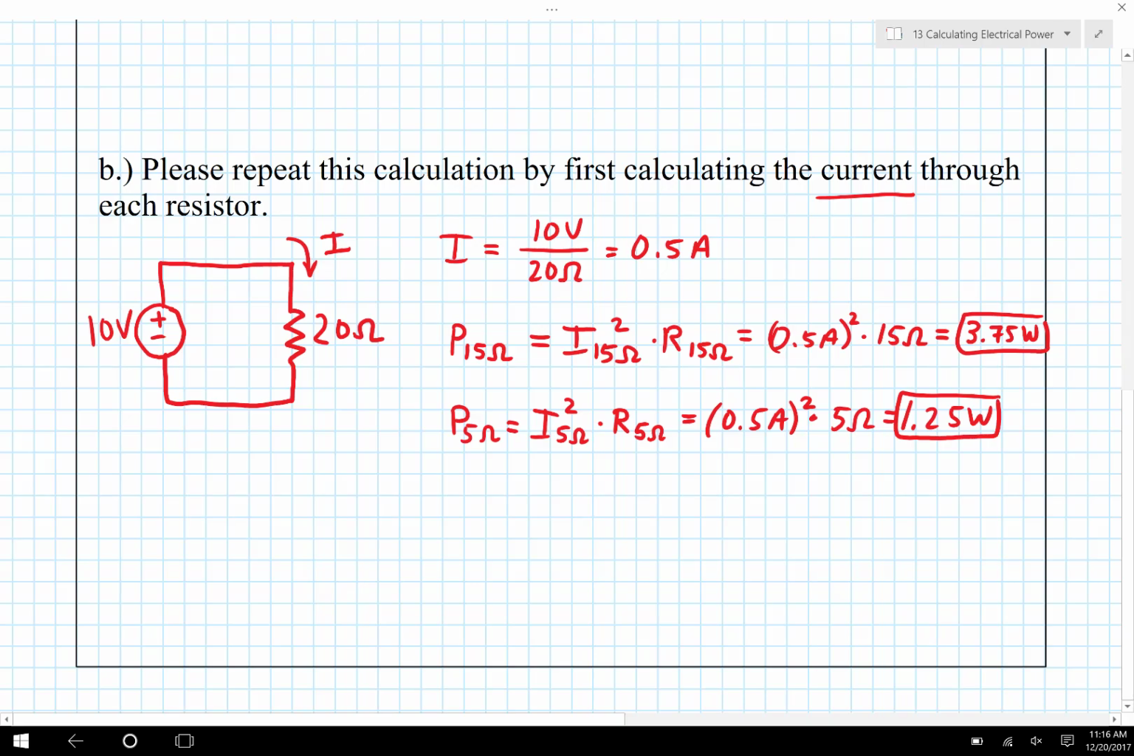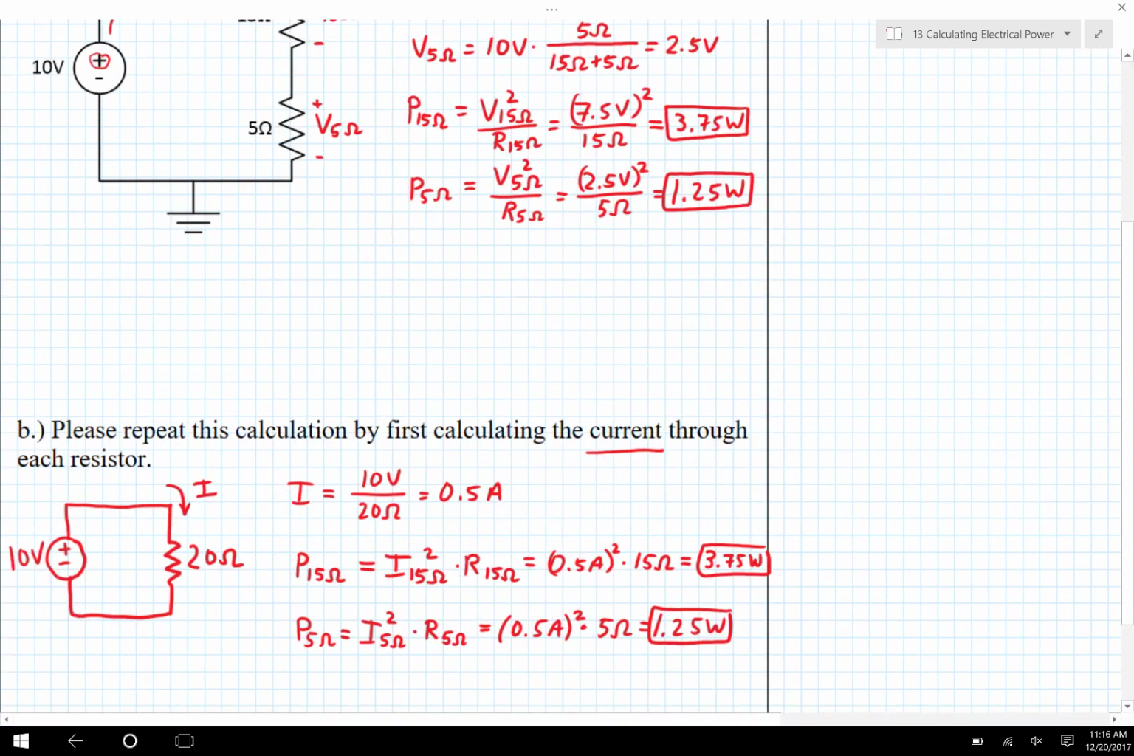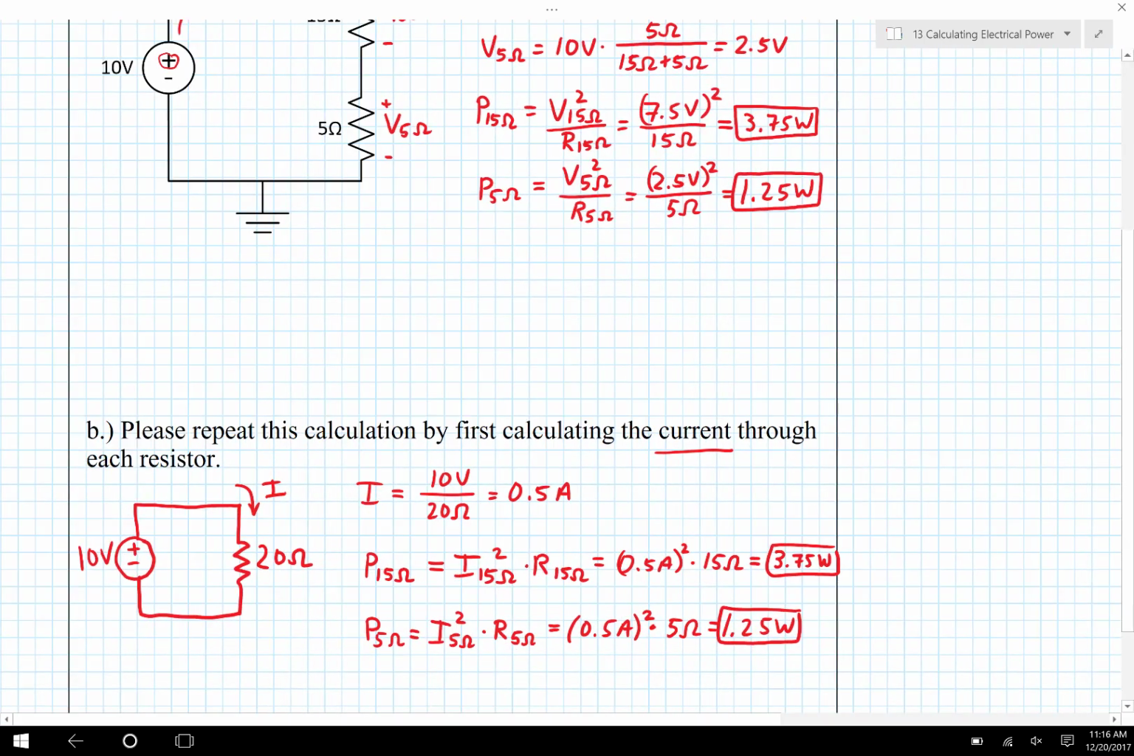And what we can see when we zoom back out and compare the answers is that we get the same power, 3.75 watts, regardless of which method we use for the first resistor, and 1.25 watts, regardless of the method we use for the second resistor.